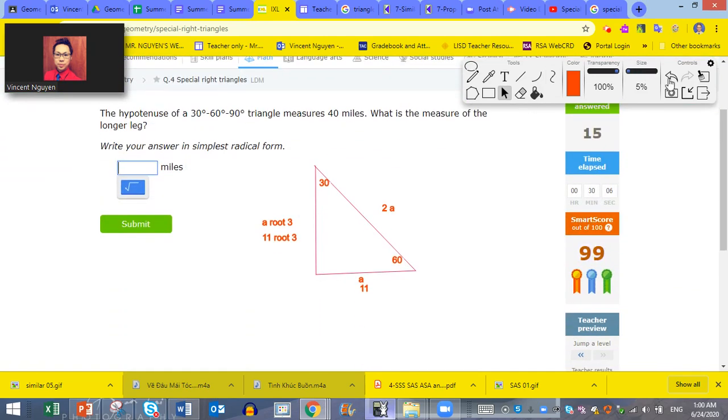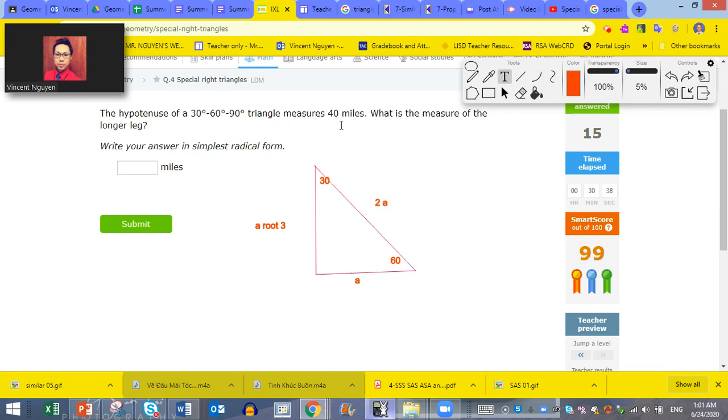We are almost there. One more problem. 30, 60 again. So let's do this. 30. And then here is my 60-degree angle. And this one is the short leg, so it's going to be A. This one's going to be my longer leg, so it's going to be A root 3. And then this is going to be my hypotenuse, which is 2 times A.